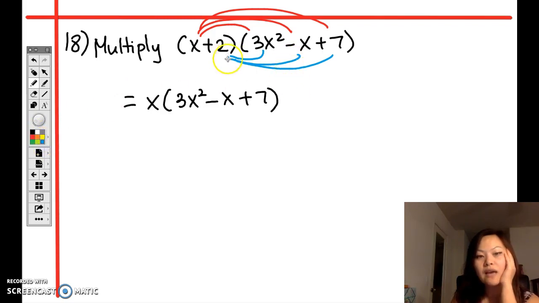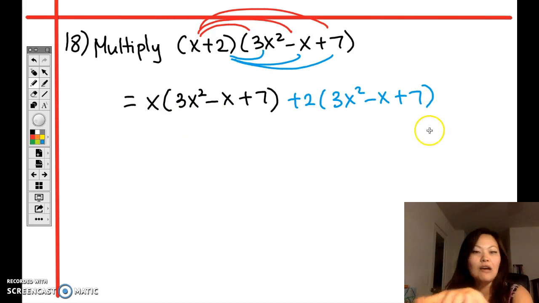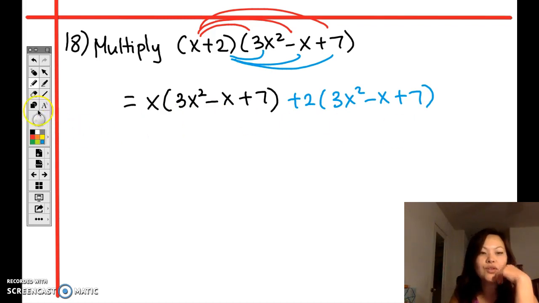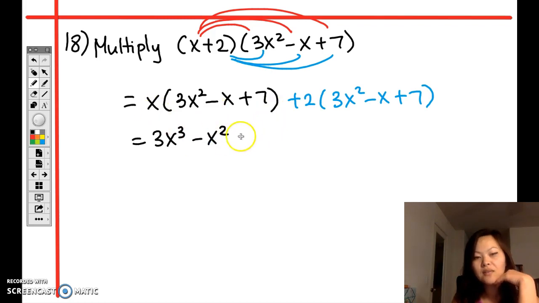And then for the back, I'm just going to put plus 2 times everything in the back: 3x squared minus x plus 7. So when you write it out like this, it's so much easier for you. Yep, it really is. So then 3x squared times x is 3x cubed. X times -x is -x squared. X times 7 is 7x.